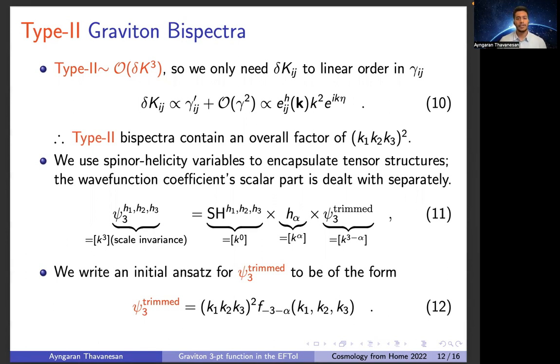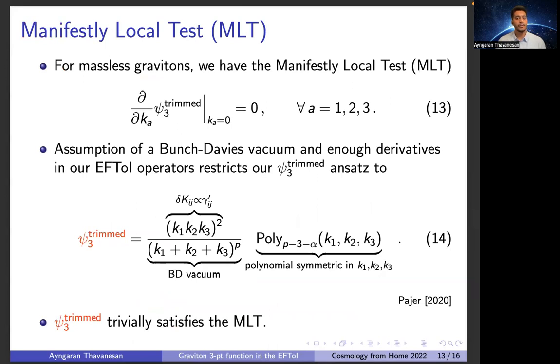Therefore, an initial ansatz we can write for the trimmed wave function coefficient is given by equation 12, where alpha is the total number of spatial momenta contracted with polarization factors, and f is a rational function of the four energies with appropriate dimensions. For massless gravitons, we have a bootstrap tool called the manifestly local test to constrain trimmed wave function coefficients, which are consistent with no inverse Laplacians in the action, as shown by equation 13.